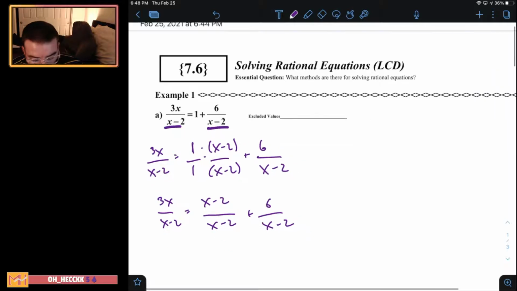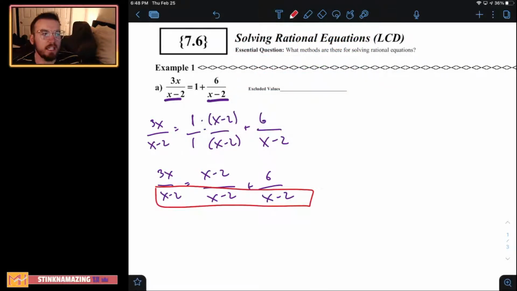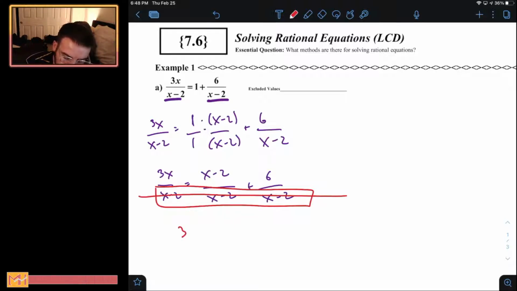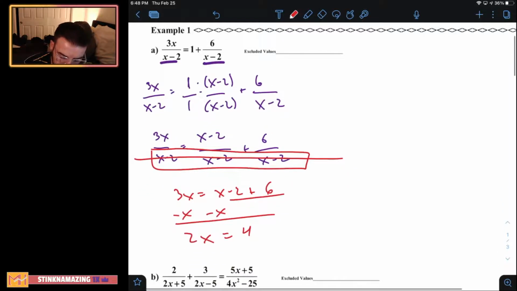Now, the neat thing about this is that once you have a common denominator, because the denominator is the same, we can just ignore it and we focus on the top half of the equation. And now we just solve. Subtract the x and we get 2x. Negative 2 and 6 make 4. And then we divide by 2 and we get 2.